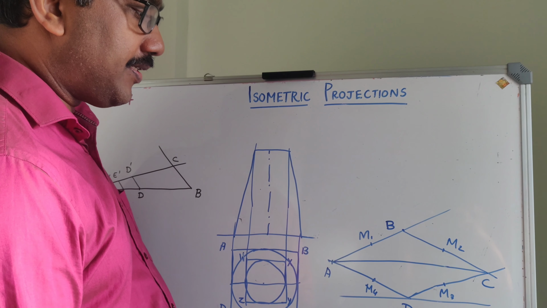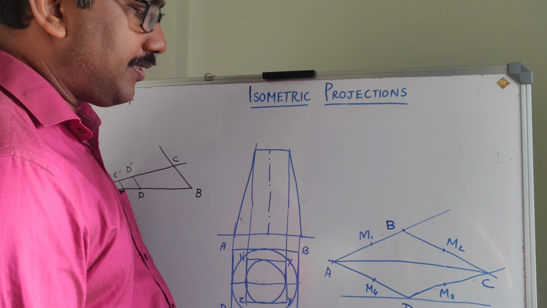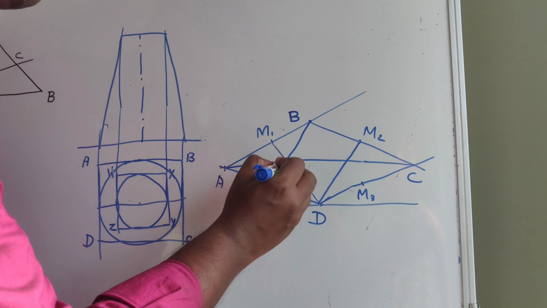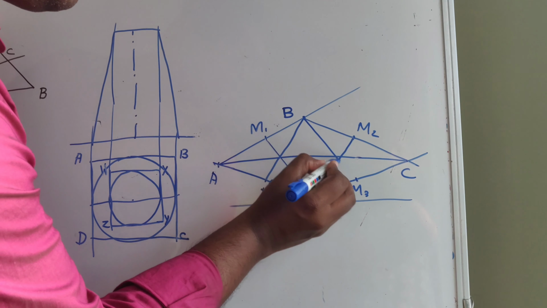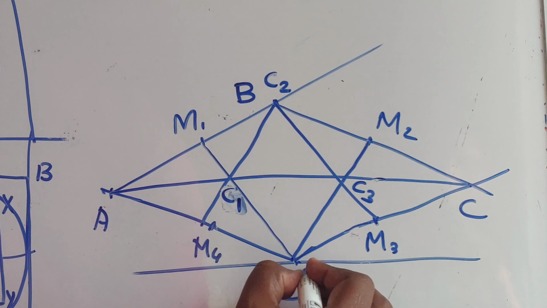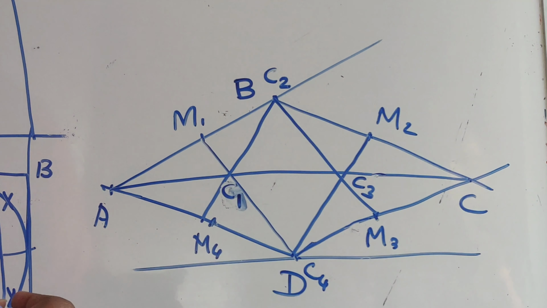Now let us find out the 4 centers. For that we know we can join DM1, DM2, BM4 and BM3. So this is C1, center 1. This is C2, center 2. C3, center 3, and this is C4, center 4.